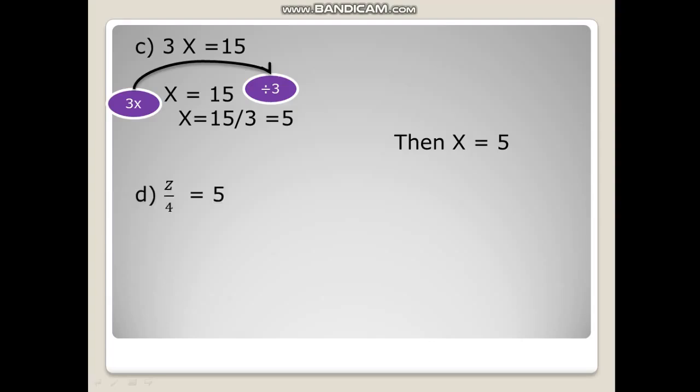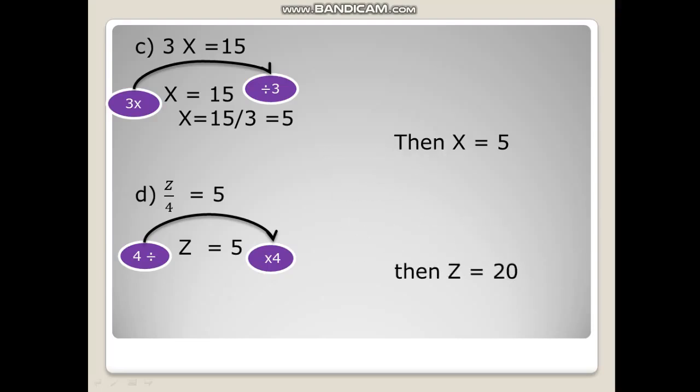Let's move to number D. Z over 4 equal 5. Z over 4, or Z divided by 4. Here Z is divided by 4. So 4 is with divided and it will go to the other side by, yes, the opposite of divided is times. So Z will be 5 times 4 equal 20. So the value of Z equal 20. And if you put the value of Z here, 20 divided 4, yes, as you said, equal 5. So the value of Z, 20, is right.